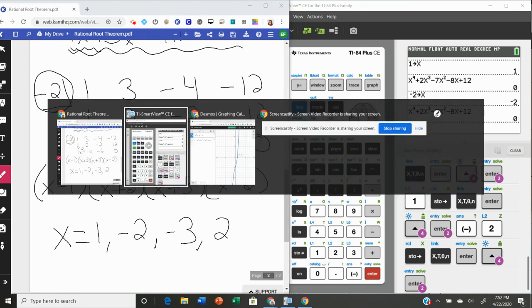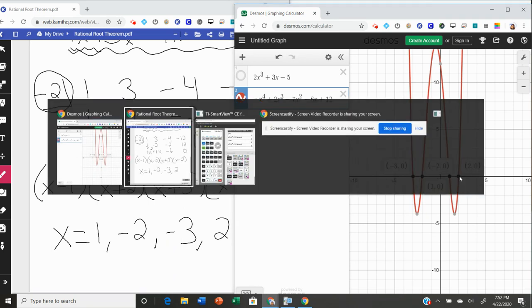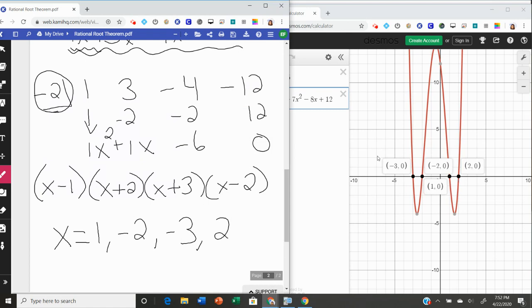So I've actually gone ahead and graphed this as well, so that we can confirm that we have x-intercepts at -3, -2, +1, and +2. All right, some of these problems definitely take longer to do than others, but we have a way of confirming our answers on the graph, and we can use our calculators whenever we need to for a little help in our algebraic process.